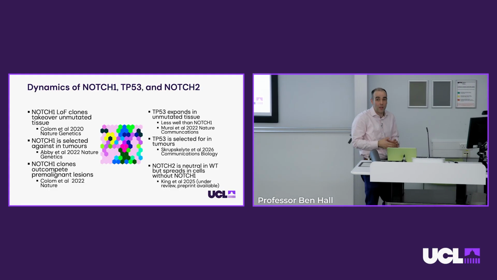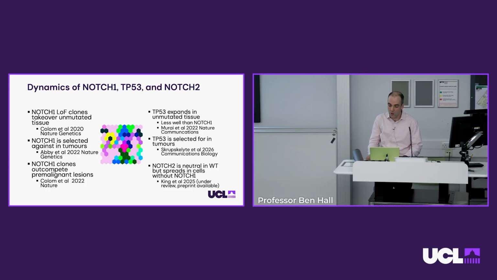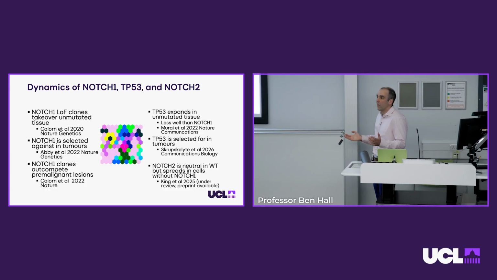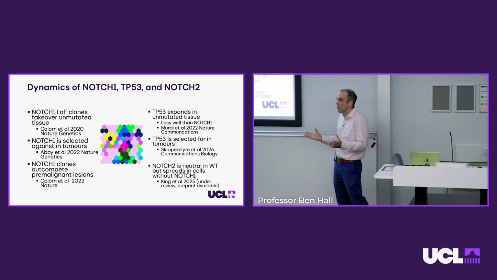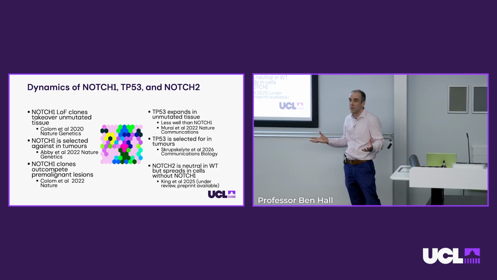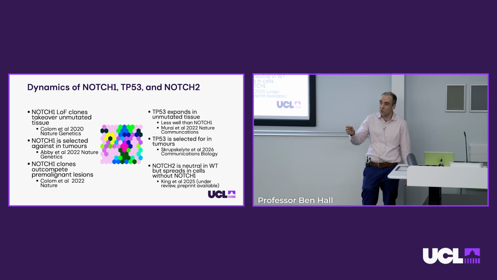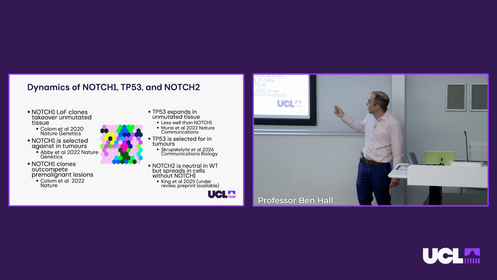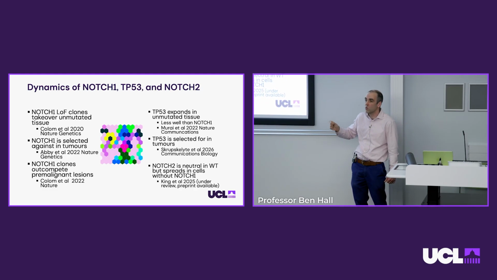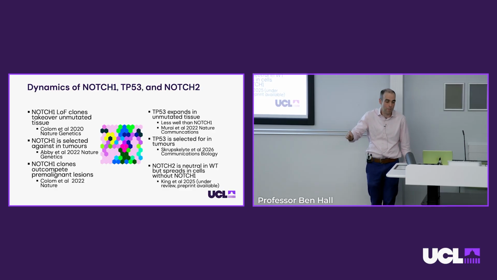Finally, Notch2, a gene related closest to Notch1, is neutral in the wild type. So in an unmutated tissue, Notch2 cannot spread. But if Notch1 has been lost from the tissue, there's an epistatic interaction between Notch1 and Notch2 that allows Notch2 to spread.